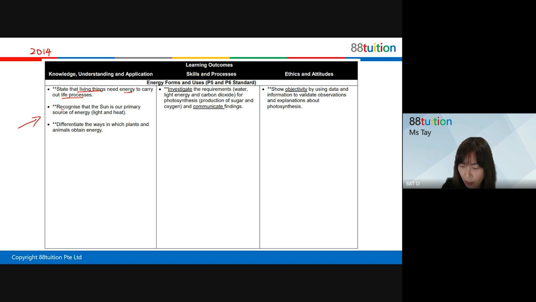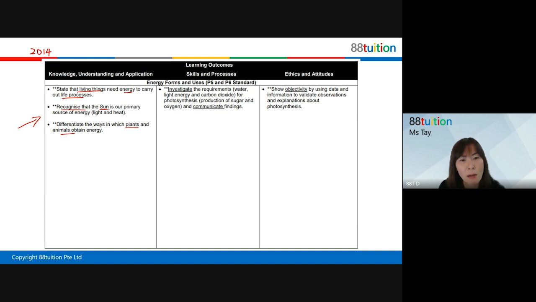Now you must recognize that the sun is our primary source of energy. And all this energy that we are obtaining from our food traces back to the sun. Must be clear about this. Traces back to the sun. It's our main source of energy. Now, you need to differentiate the ways that plants and animals obtain energy, which is what we are going to explore today. Animals like ourselves and all the rest of the animals out there, how do we get our energy?